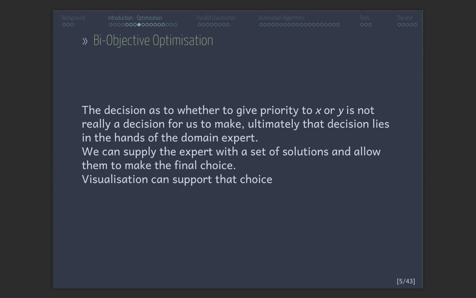One of the approaches that we can take is to use our optimization algorithms to produce not a single solution, as we might do for travelling salesmen, but a set of solutions that illustrate the breadth of choice available to the end user and then support the end user in making that final choice. And it is in making the final choice that visualization can assist us.